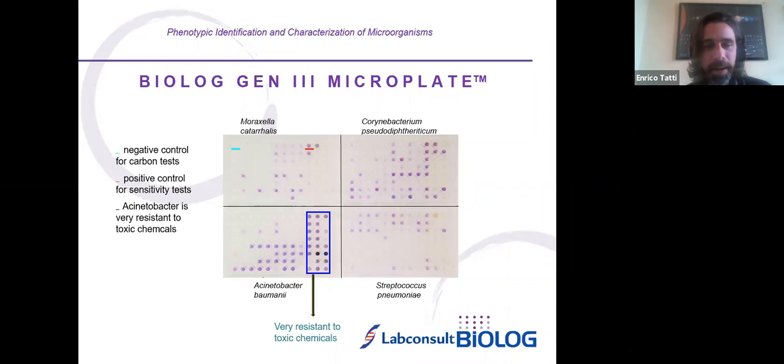This type of analysis can provide not only the unique ID, but also very important biological information. For example, you can see that Acinetobacter is not using a lot of simple sugars, but uses more carboxylic acids, and it's very resistant to toxic chemicals, as you can see on the sensitivity test side of the plate. We know this about Acinetobacter, but it adds to the fact that this type of test tells you not only the name of your strain, but also important biological information that can be of use. But again, all these slides are to show you how different they can be.